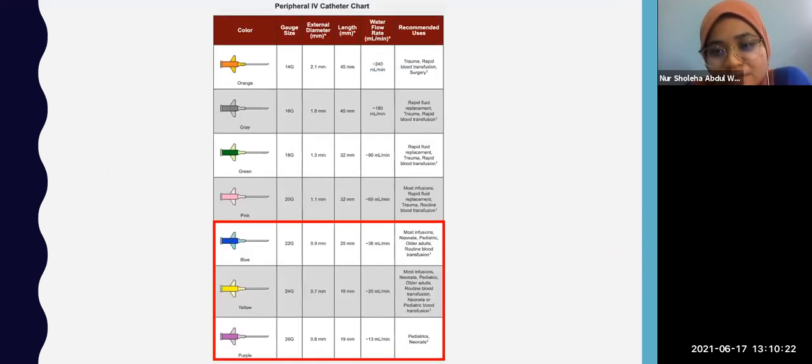Okay, these are the peripheral IV catheters. There are several peripheral IV catheters with different colors and also gauge sizes. For pediatrics, we usually use the blue, yellow, and also the purple color, whereby the sizes are 22, 24, and 26 gauge respectively. Okay, the next slide.